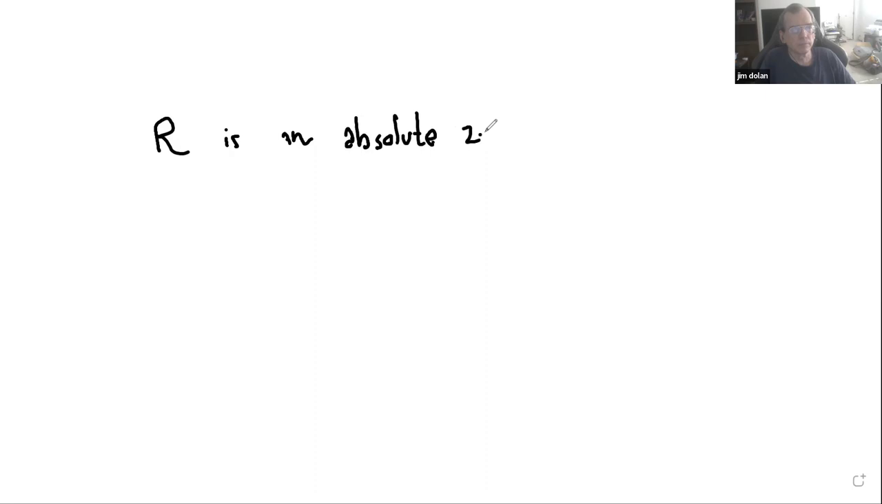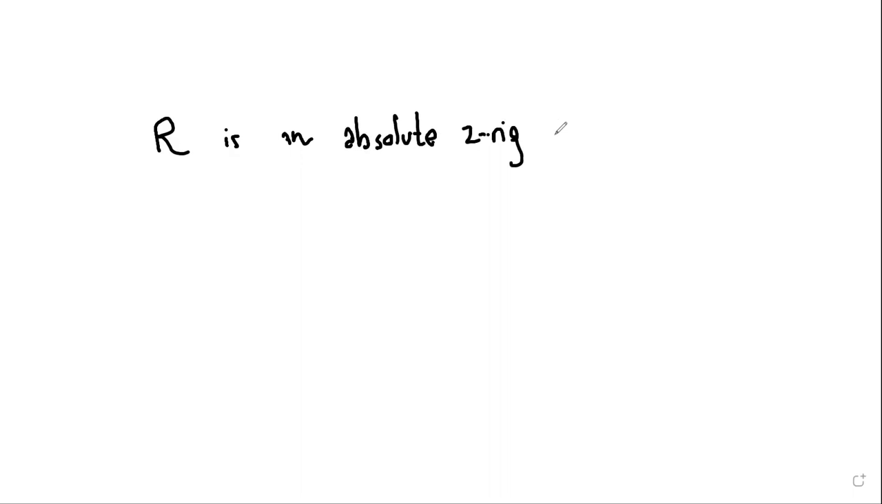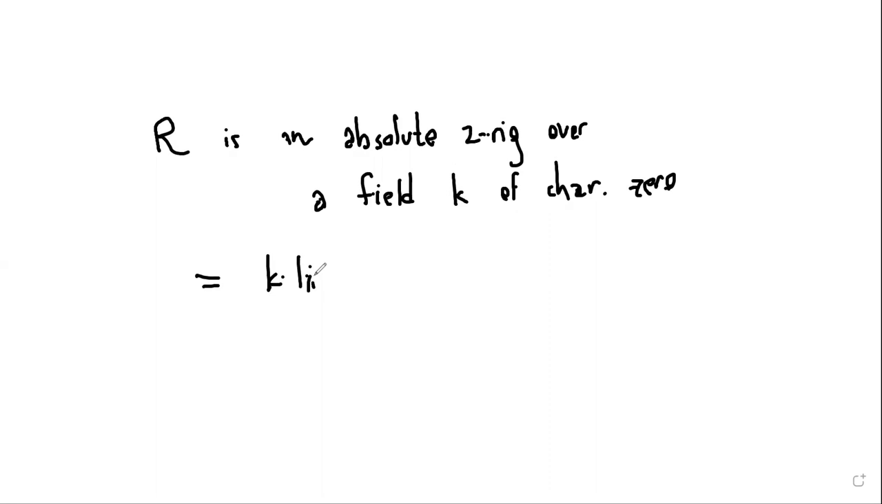Okay. And I guess I want to be over, I'll remind everybody else what that is, but over a field of characteristic zero, which I won't keep talking about. I have to make sure I understand what that means, but okay. So what is this thing? So it's a k-linear symmetric monoidal Cauchy complete category.